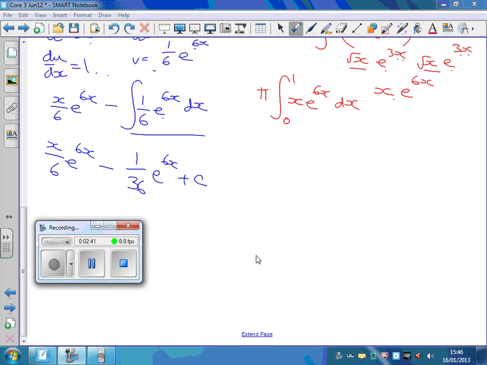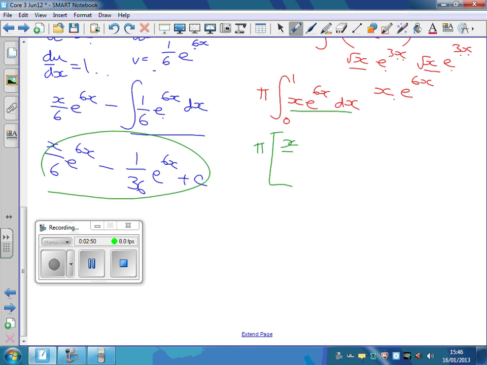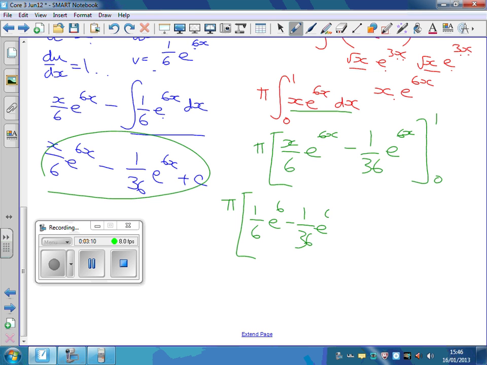That this is going to be pi, and this integrates to give this thing here. X over 6 e to the 6x minus 1 over 36 e to the 6x, and we're doing that between 0 and 1. Keeping the pi outside, we'll just put it in at the end. Let's put the 1 in. So we've got 1/6 e to the 6 minus 1/36 e to the 6. And we've got to take away, sticking a 0 in there, that's actually going to give us 0, but sticking a 0 in here, it's going to give us another minus 1 over 36.